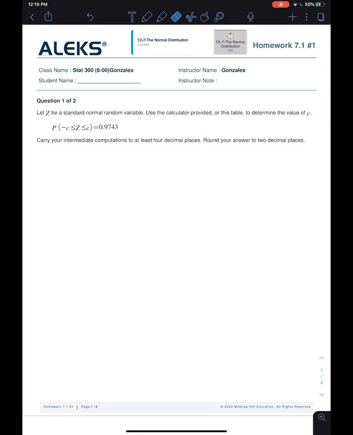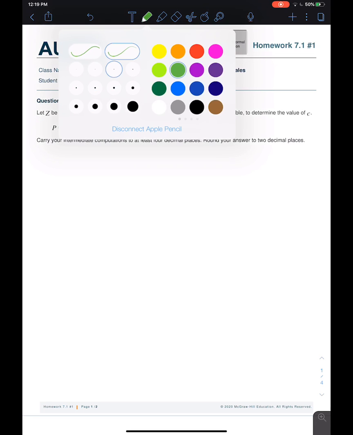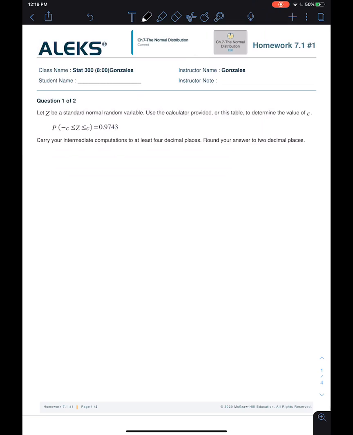And I would like to do some problems from the interactive side of ALEKS. I've done some of the assignment side, and now I'd like to do the interactive side. I'm trying to make this obvious by having some of these graphics here.